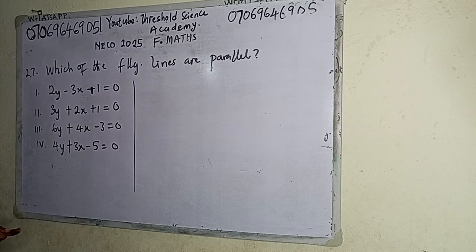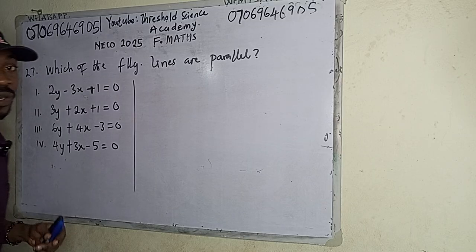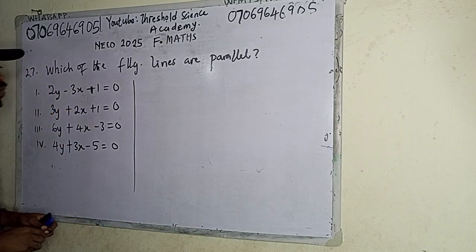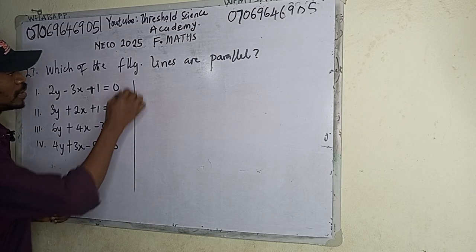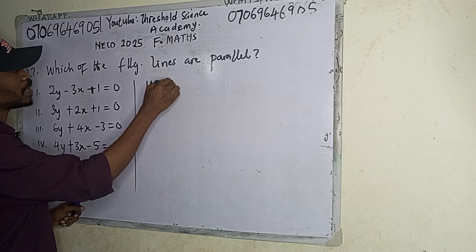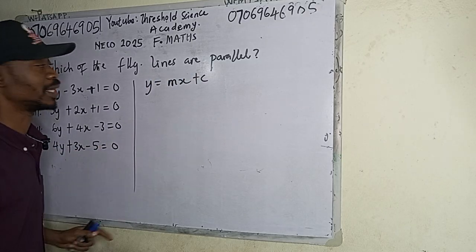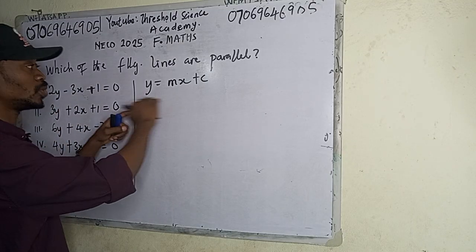Alright, so 27th question says, which of the following lines are parallel? Know that when lines are parallel, their slopes are always the same. So we're going to be finding the slope of each of these equations using the general standard of a straight line equation, which is y equals mx plus c. That is the general format of a straight line equation. And then we're going to be manipulating each of these equations to look just like this.